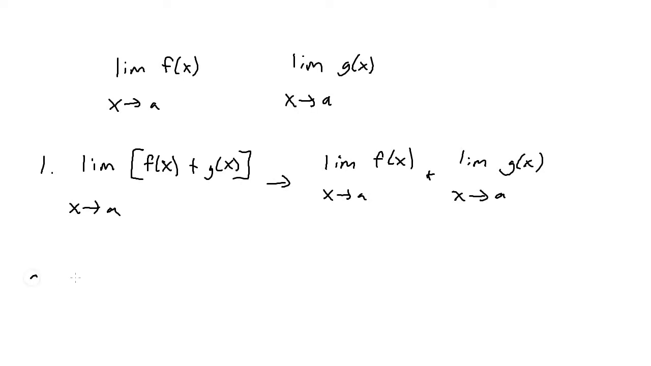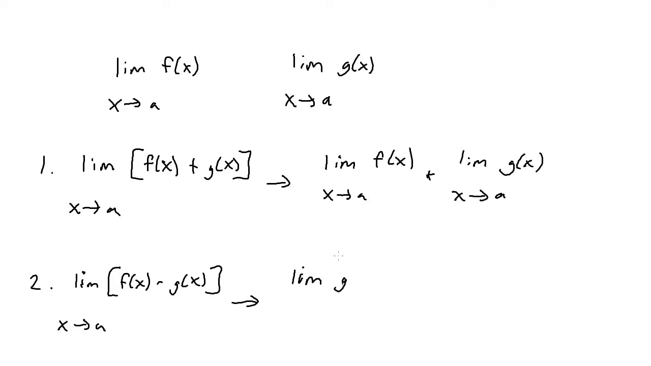Now for number 2, we have the limit of this time not f of x plus g of x, but f of x minus g of x. Well, it's going to work the exact same way. As x approaches a, we can go ahead and evaluate by taking the limit of each individual function. So the limit of f of x as x approaches a, instead of a plus this time we're going to have a minus, so the limit of f of x minus the limit of g of x as x also approaches a.